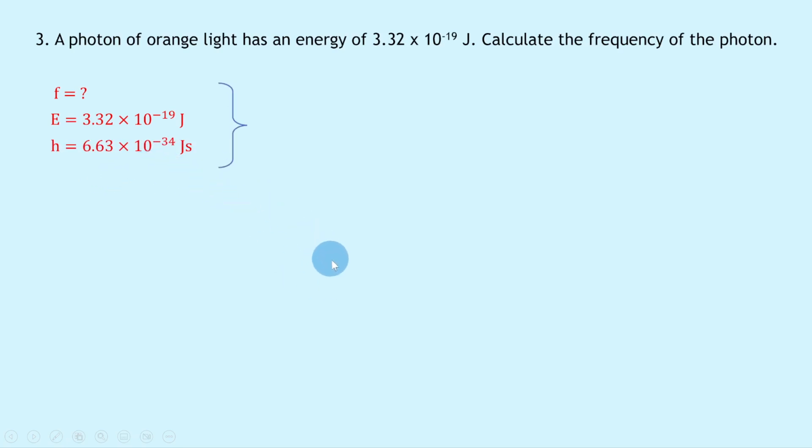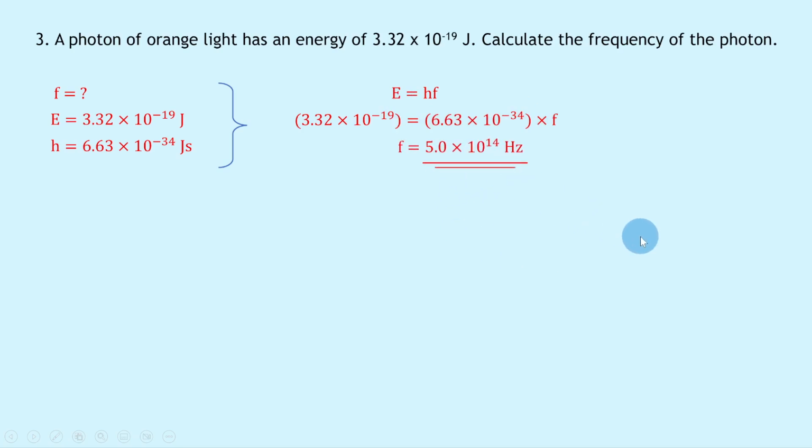So writing down our equation again, we have E equals hf. Substituting in the numbers gives us 3.32 times 10 to the minus 19 is equal to 6.63 times 10 to the minus 34 times f. And to get f on its own, we want to divide both sides by Planck's constant here, and if you do that in your calculator, you should get an answer of f equals 5.0 times 10 to the 14 Hz.